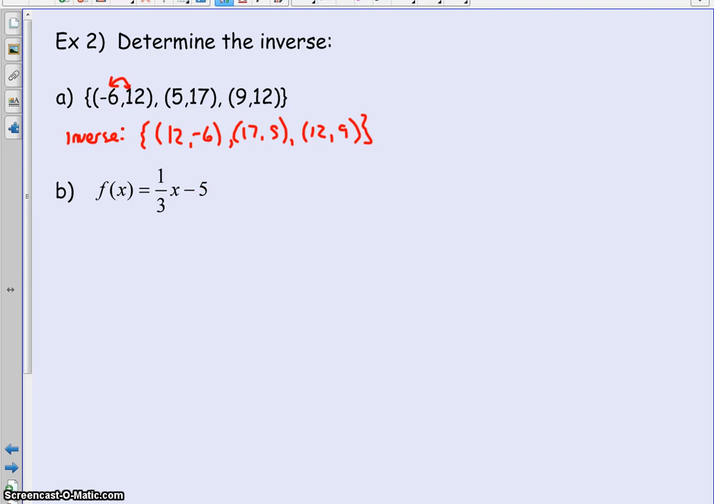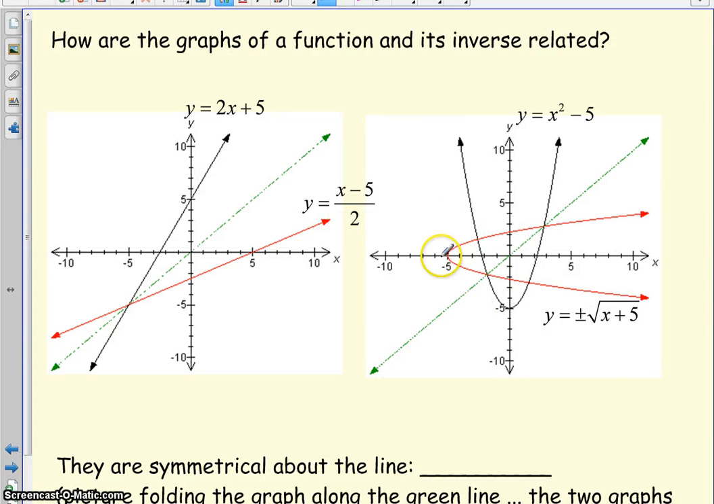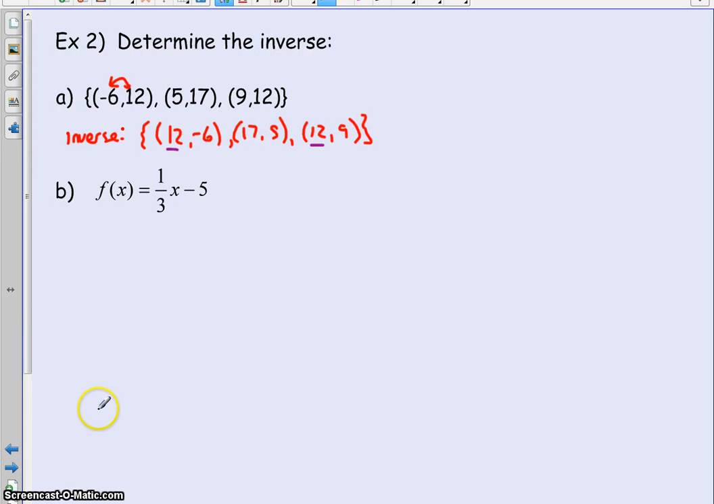And you'll notice here the inverse is not a function in this case. Okay, so the original is a function, but you see on the inverse that when x equals 12, we have 2 different y values. The inverse is not a function, which is true. It doesn't always have to be the case that the inverse of a function is a function. If you want to go back to this slide right here, you can see that with this parabola, x squared minus 5 is a function, passes the vertical line test. When you take a look at the inverse, it's now a sideways parabola, which very easily fails that vertical line test. So the inverse of a function is not necessarily going to be a function.